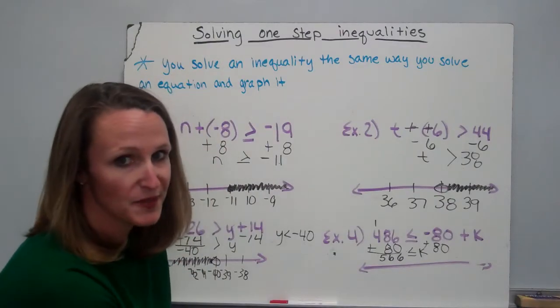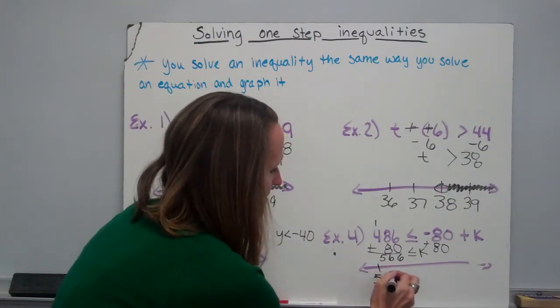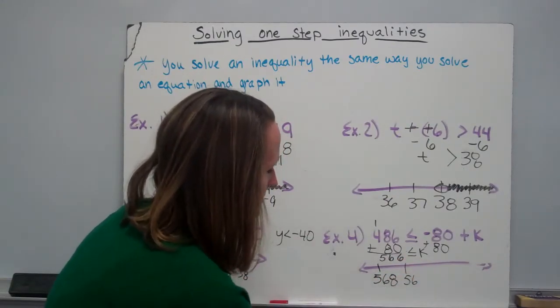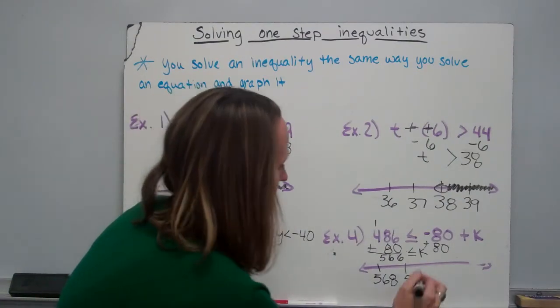So this time my number line needs some pretty big numbers. 568, 569, let's see, which way am I going? k is greater than that, 569.